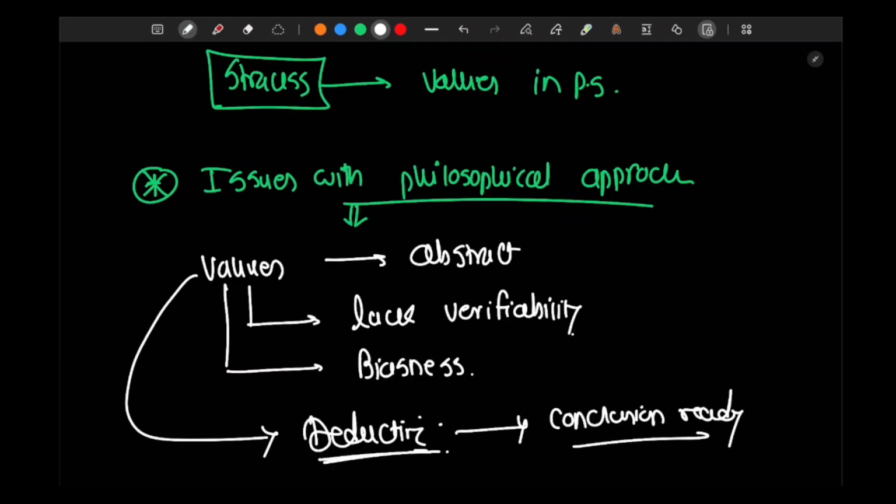We'll start with the historical approach to political science from the next lecture.